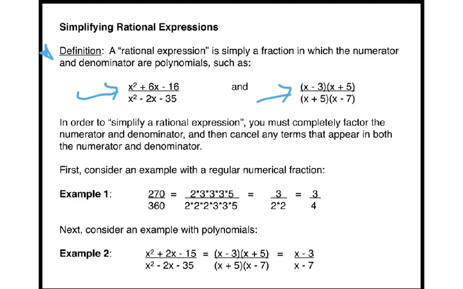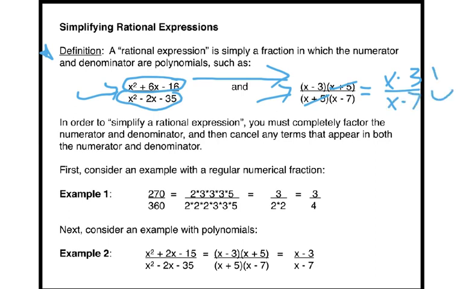In order to simplify a rational expression, you must completely factor the numerator and denominator and then cancel any terms that appear in both the numerator and denominator. For instance, this is not factored, so we cannot simplify this expression. This is not factored. However, these are factored, and since there's an x plus 5 in the top and the bottom, I can cancel them and simplify the expression to become x minus 3 over x minus 7. That is a simplified rational expression.